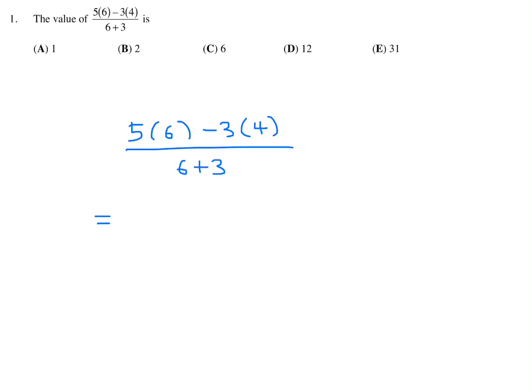5 times 6 is 30. 3 times 4 is 12. And the denominator, 6 plus 3 is 9. So this becomes 18 over 9, which is equal to 2. So the answer to number 1 is B.